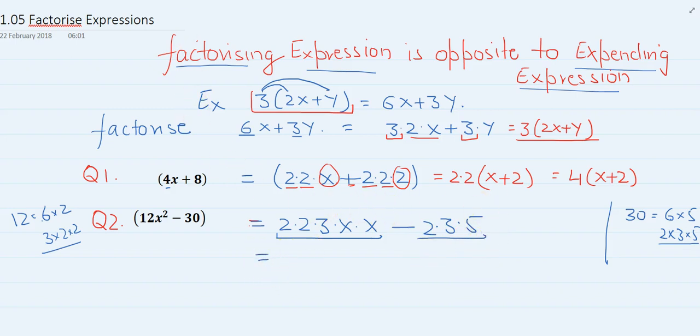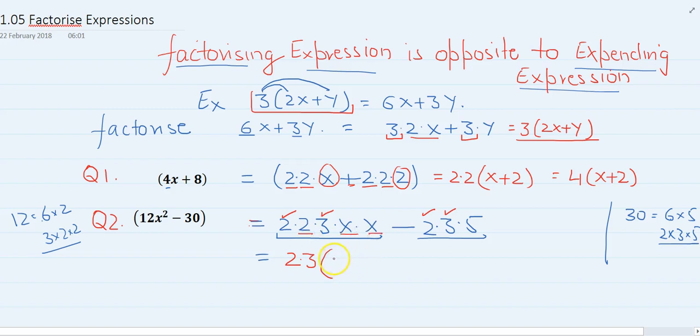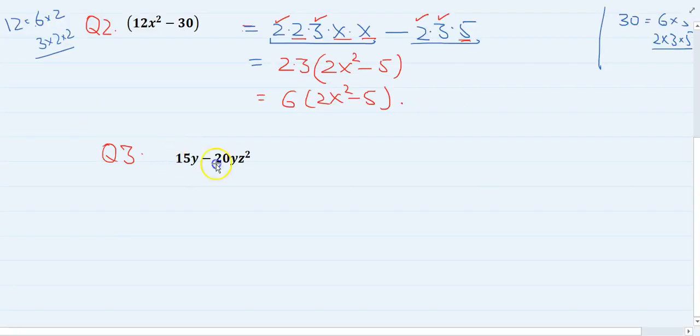Now let's take what is common. We have 2 common, then we have 3 common, then there's nothing else common, and the remaining is 2xx. So that is 2x² minus the remaining, which is 5. So the answer will be 6(2x² - 5).